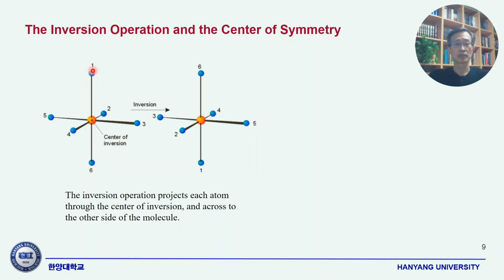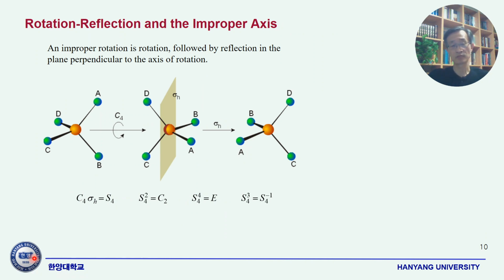So basically the inversion operation just flips the 1 and 6 positions, the 2 and 4 positions, and the 3 and 5 positions. The inversion operation projects each atom through the center of inversion and across to the other side of the molecule. That is the inversion operation, and we call this the center of symmetry or inversion center, the same term. And then the improper rotation.